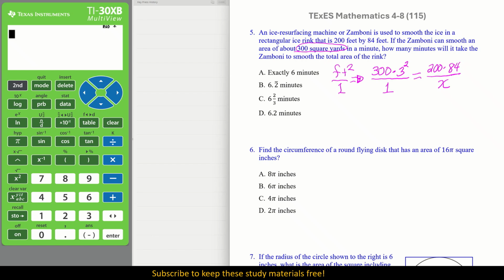Okay, well, keep this in mind that this is a good setup, but remember to always look, is everything in the same measurement? Obviously, we had to fix that. Okay, so what does this give us? This gives us the 300 times our 3 squared. Remember, we're using that cross multiplying.